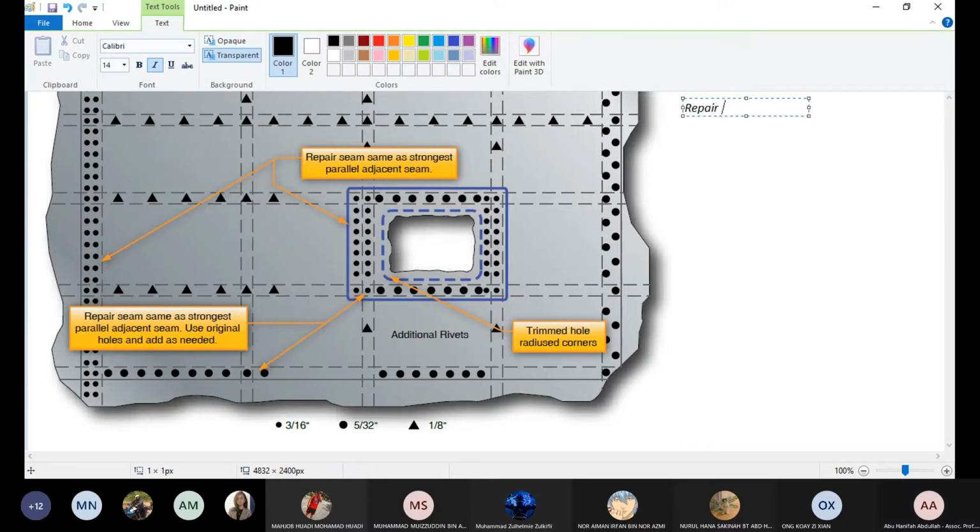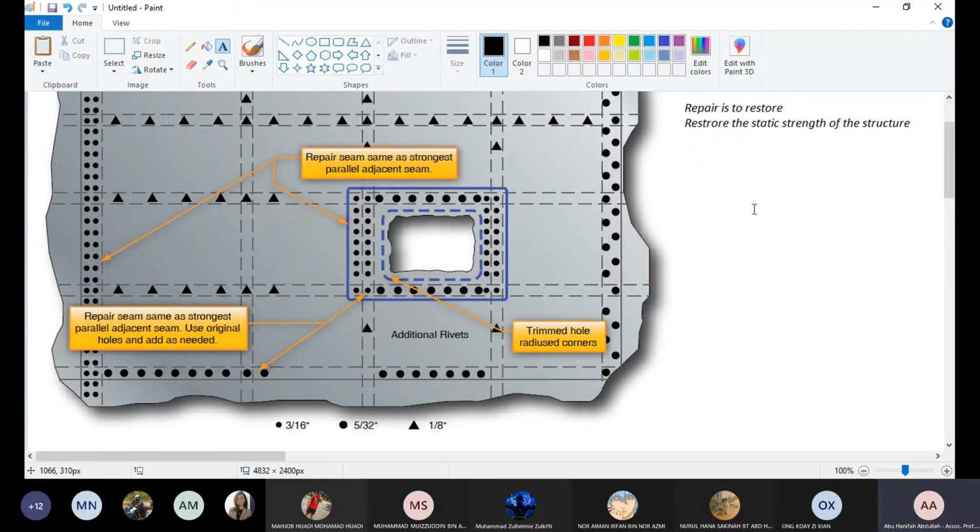repair is to restore what? Restore the static strength of the structure. That is how repair is defined. Okay, that should be clear. How do we know how to restore if you do not know how much you have lost?